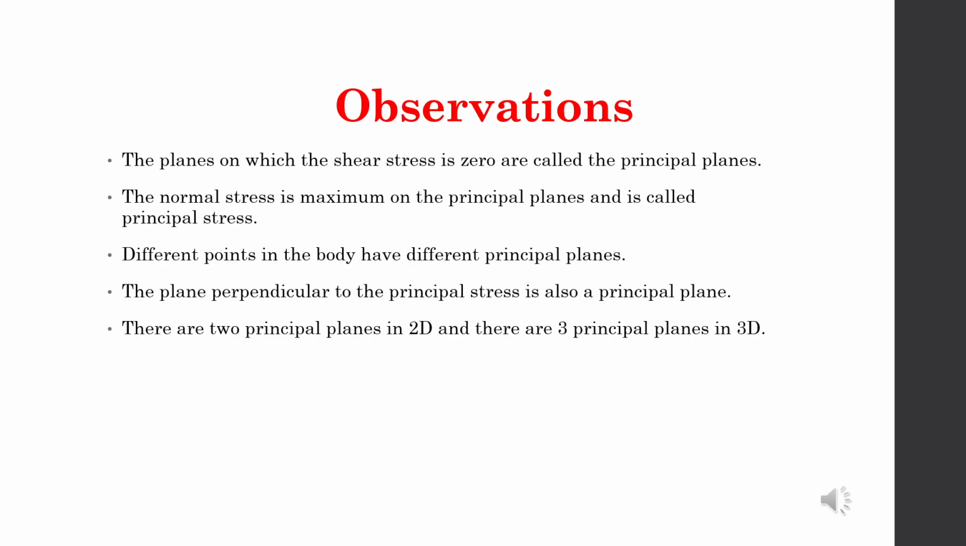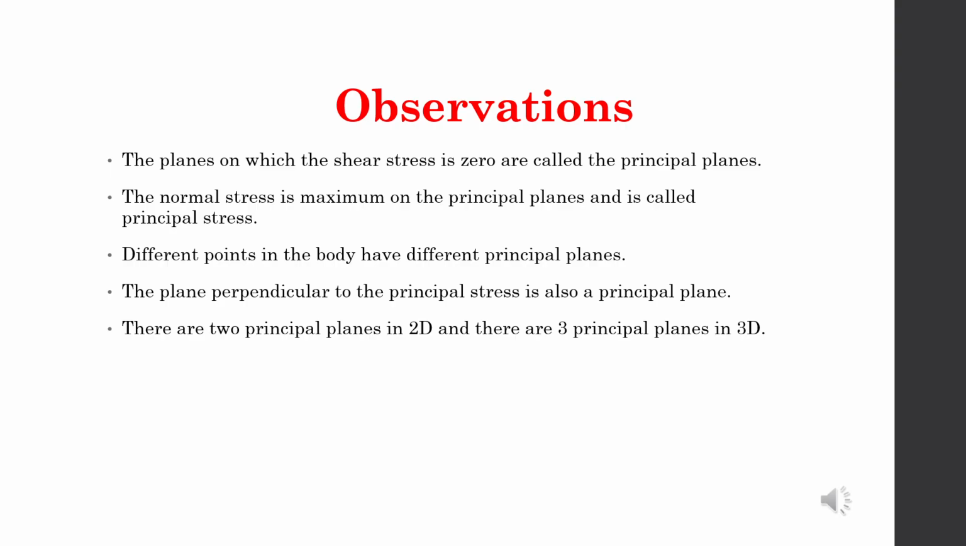So from this qualitative analysis that we have done, let me tell you the observations. The planes on which the shear stress is zero are called principal planes. Why? Because if the stress resultant is perpendicular to the plane of the cut, there will be no shear stress. Next, the normal stress is maximum on the principal planes and is called principal stress. Similarly, we also have minimum principal stress in 2D. So maximum and minimum in 2D, and in 3D we have maximum, intermediate and minimum principal stresses.